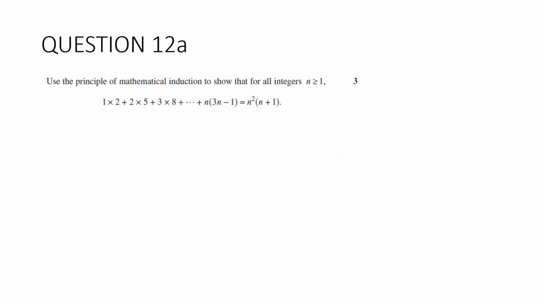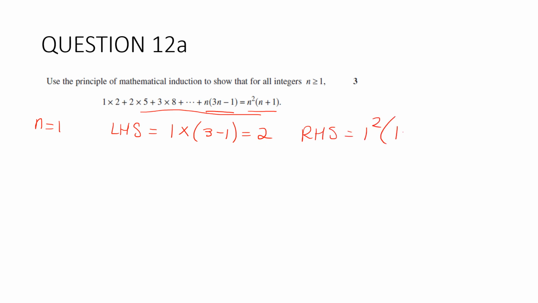12a, use the principle of mathematical induction to show that for all integers n greater than or equal to 1, this is true. So let's start with n is equal to 1. So here is our left-hand side, here is our right-hand side. Left-hand side is equal to 1 times 3 minus 1 is equal to 2. Right-hand side is equal to 1 squared times 1 plus 1 is equal to 2. So therefore it is true for n is equal to 1.